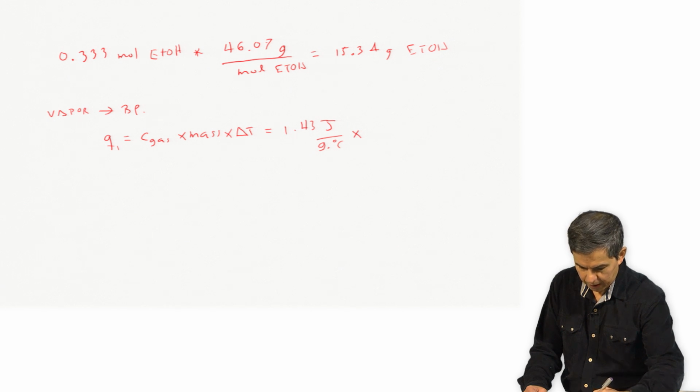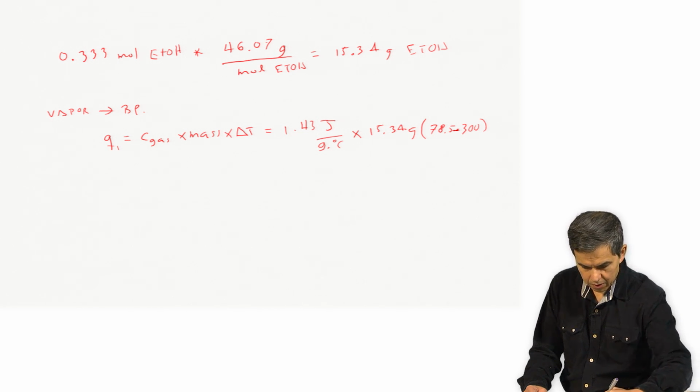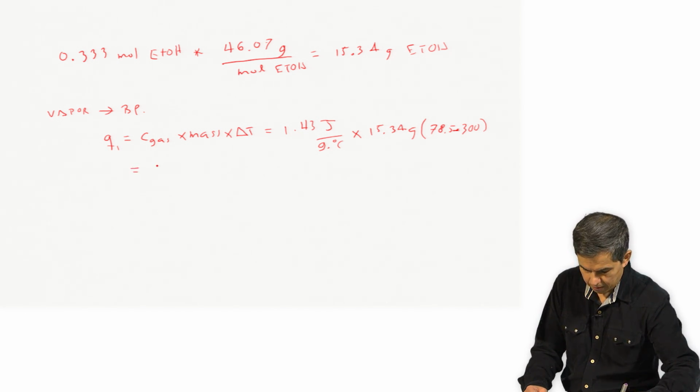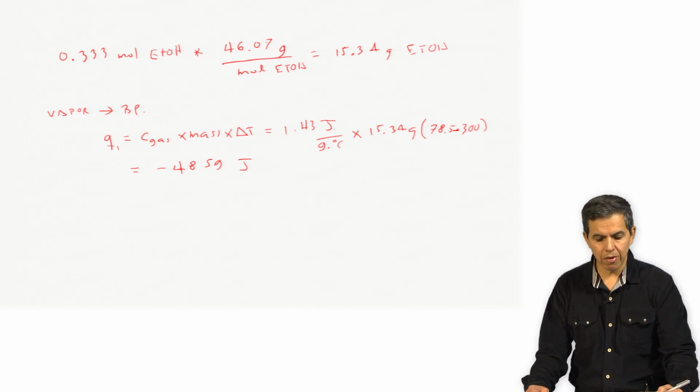We want to multiply that by the mass, which is 15.34 grams, and then delta T, which is 78.5 minus 300. Altogether, this gives for Q1 minus 4,859 joules. It's negative because heat is being released as the vapor is cooling down.